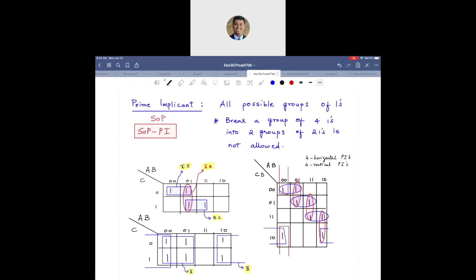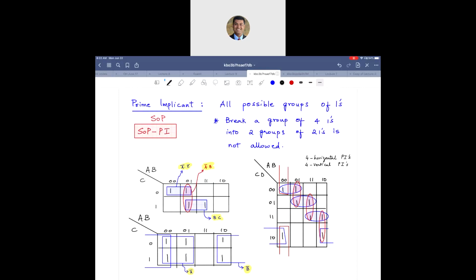So I hope with those examples, we are comfortable with the definition and how to identify sum of product prime implicants. And if you switch it around to sum terms, they will be POS prime implicants. Just focus on combining the zeros, all possible groups of zeros. You cannot break a group into smaller groups. All right. So that's a prime implicant.